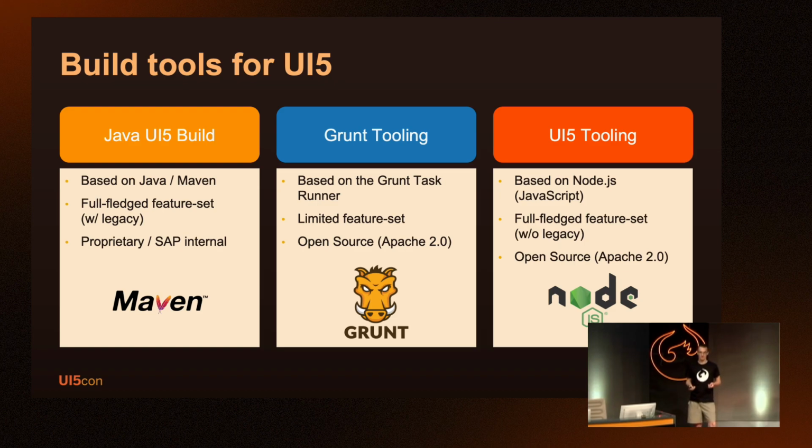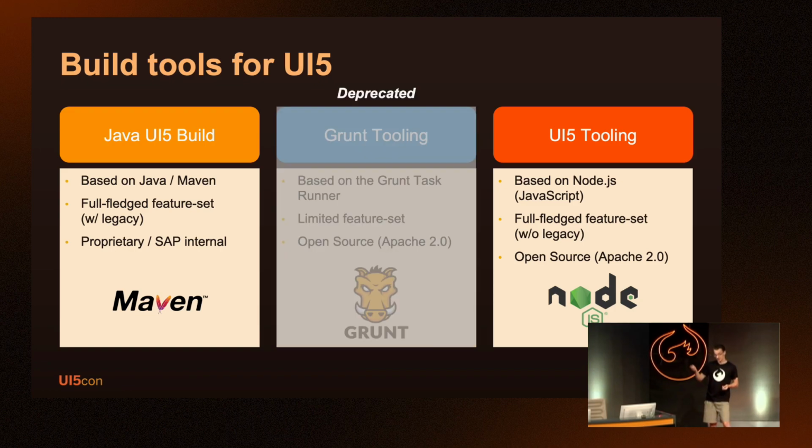But it had a very limited feature set. It was basically just what I just mentioned, while the Java build had way more features. And then this changed with UI5 Tooling, where we had a first open source solution that we by now have with all the features of the Java UI5 build. Since it's open source, you can just use it. You can have all these features that we had in the framework. And then, of course, we now want to use it in the framework too.